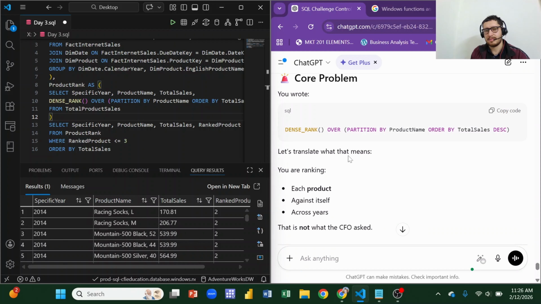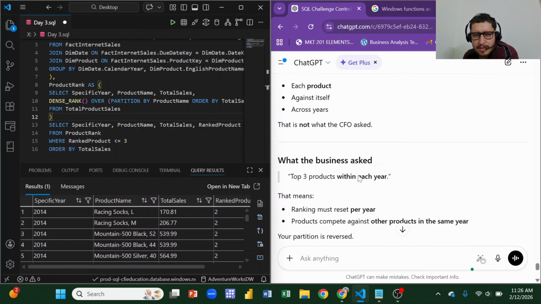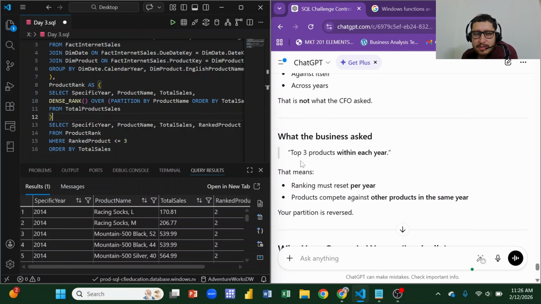Okay, let's translate what that means. You are ranking each product against itself across years. This is not what the CFO asked. I think I misinterpreted the partition by. It is saying that I am ranking each product against itself across years, and this is not what the CFO asked for. The business question asks for top products within each year. That means ranking must reset per year.